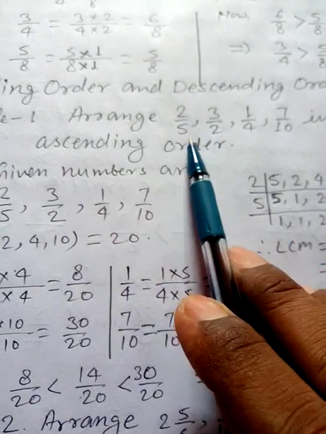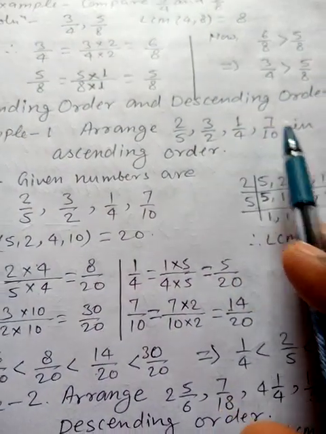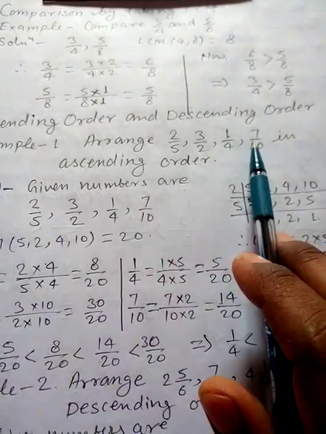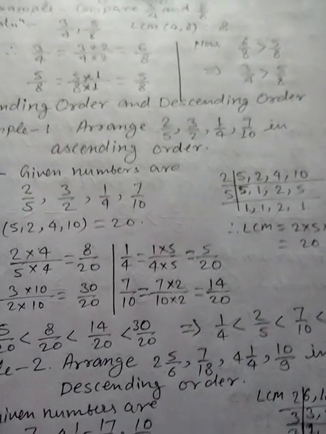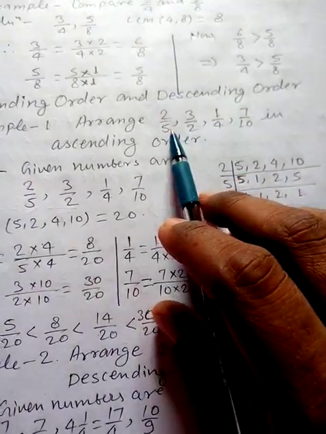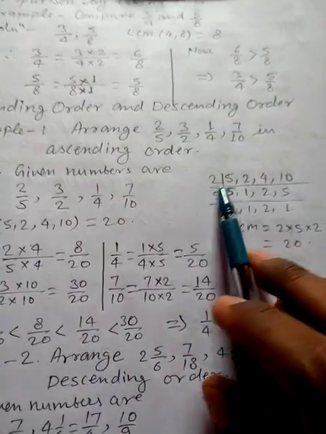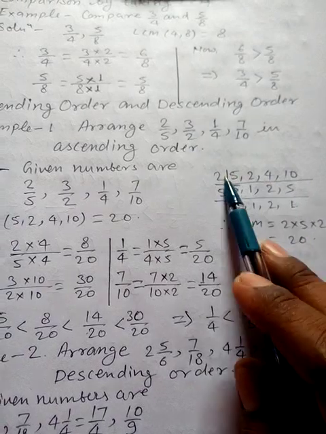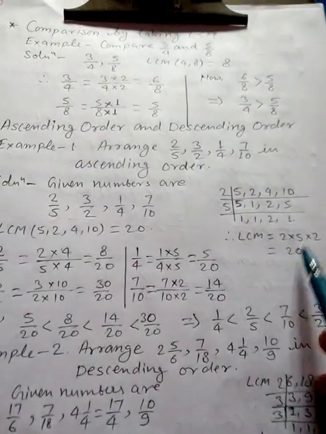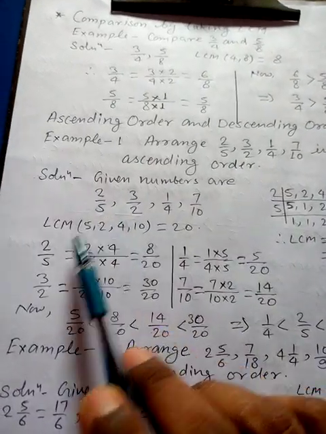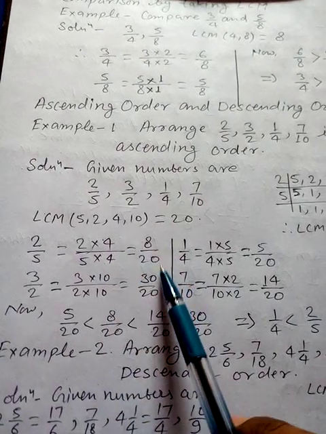The numbers are 2 by 5, 3 by 2, 1 by 4, 7 by 10. These given numbers we have to arrange in ascending order. So first we have to find the LCM of the denominators 5, 2, 4, 10. The LCM of the denominators is 20. To make the denominator 20, we multiply 2 by 5 by 4 in both, that is 8 by 20.